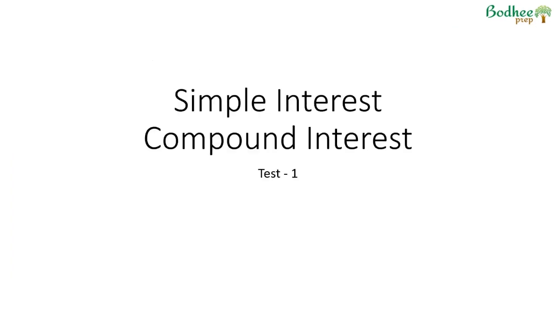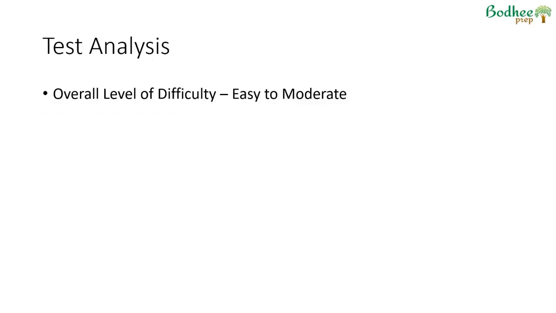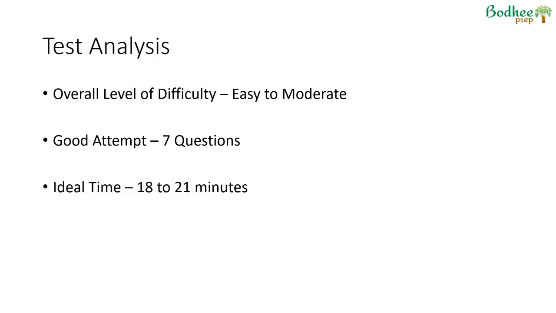This video talks about the simple interest compound interest test, test one, as is there in the app. Overall, this test is an easy to moderate level of difficulty, and therefore an attempt of about 7 questions would be good. And while you're attempting questions 1 to 10 and getting a net of 7 attempts, a couple of questions we may not be able to solve. We might get a question wrong here or there. The overall time for all of that would be about 18 to 21 minutes.